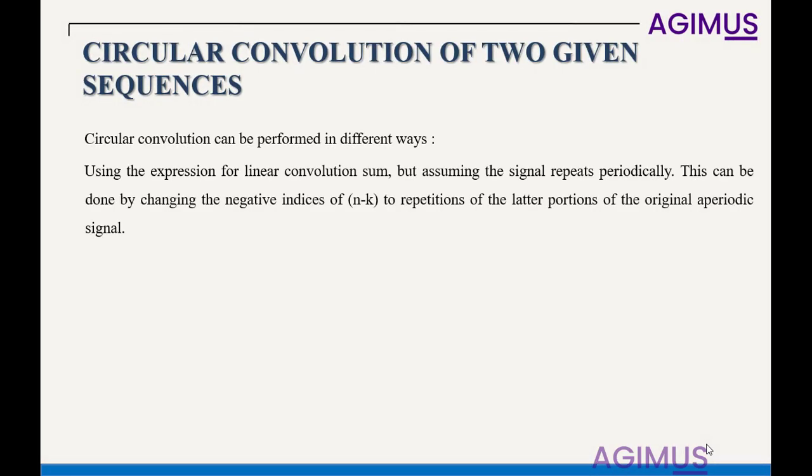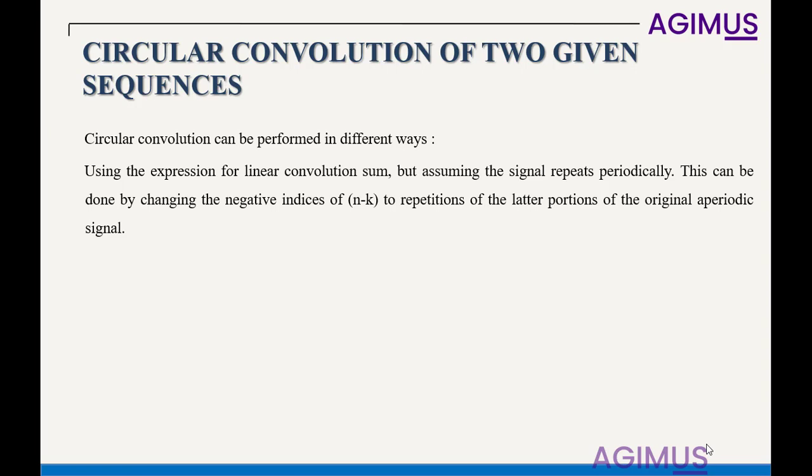Circular convolution can be performed in different ways, like the expression of a linear sum assuming the signal repeats periodically. This can be done by making changes in the negative indices of n minus k, or by repetition of the later portion of the original periodic signal. So it depends upon what kind of sequence you are considering for the circular convolution. That's one of the things you have to look into.